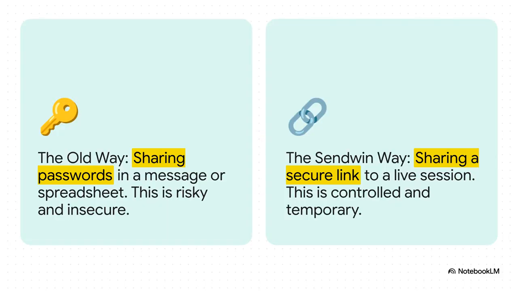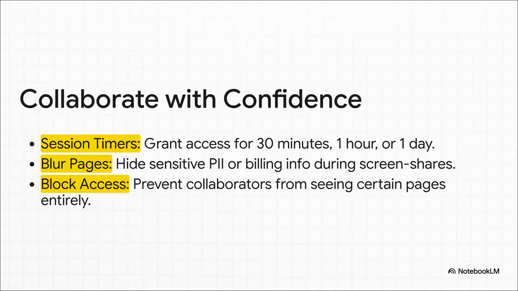So, let's talk about collaboration for a second. The old way? Well, it usually meant sharing passwords in a Slack message or a spreadsheet, which is just incredibly risky. With Sendwin, you share a secure link that gives a teammate temporary access to a live, logged-in session. They never even see the password. And this means you can collaborate with total confidence. You can give a contractor access for just 1 hour with a session timer. Or maybe you need to share your screen but hide the billing page. You can actually blur or completely block specific pages, making sure they only see what you want them to see.